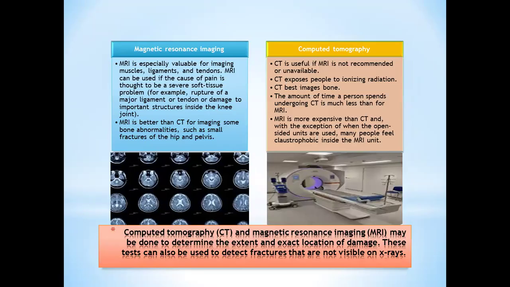Computed tomography and MRI may be done to determine the extent and exact location of damage. This test can also be used to detect fractures that are not visible on X-ray. MRI is better than CT for imaging some bone abnormalities, such as small fractures of the hip and pelvis. CT is useful if MRI is not recommended or unavailable.